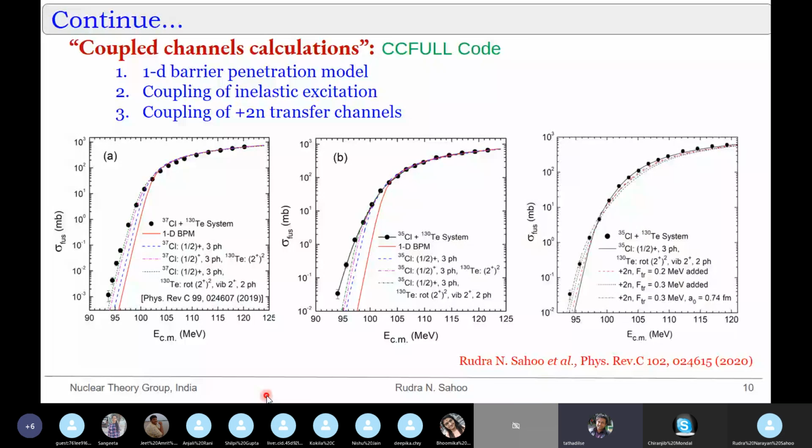This CCFULL is sometimes very confusing because the parameters play a major role. That's why my suggestion would be to use some other model also to verify. Yes, FRESCO would be better, right? I have to work on it, but that I don't know actually.